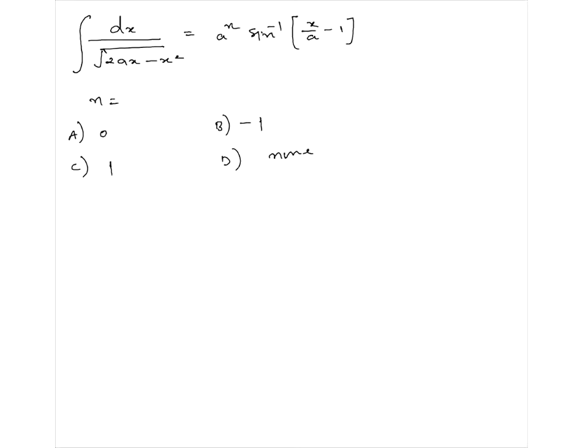Option A. Left side is length upon length, dimensionless. XY is dimensionless. Tan inverse will be no dimension. This should be having no dimensions. Yes. That means n has to be 0.